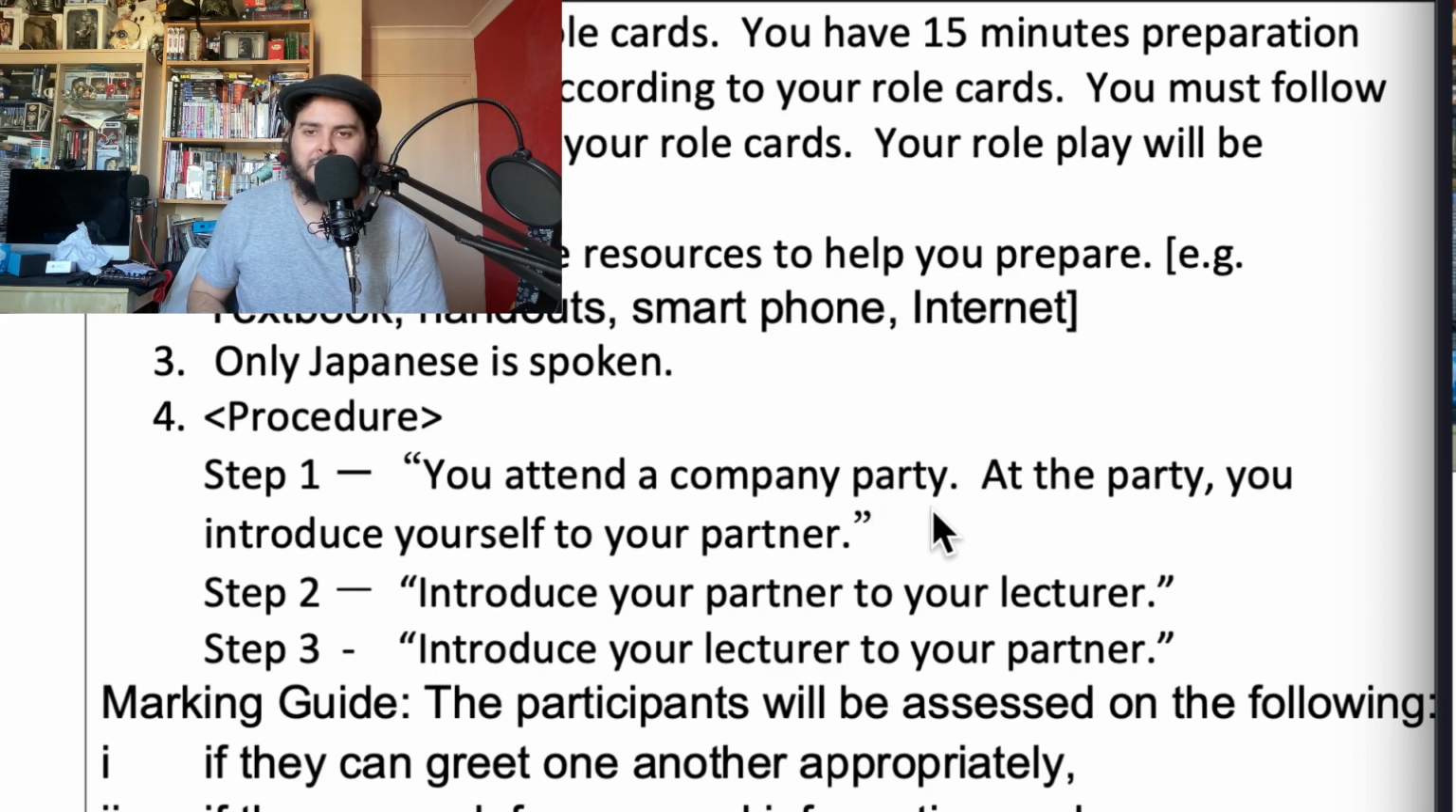Okay, so a lot of this is still new because I've not been able to focus. So step 1, you attend a company party. At the party, you introduce yourself to your partner. Step 2, introduce your partner to your lecturer. Step 3, introduce your lecturer to your partner.